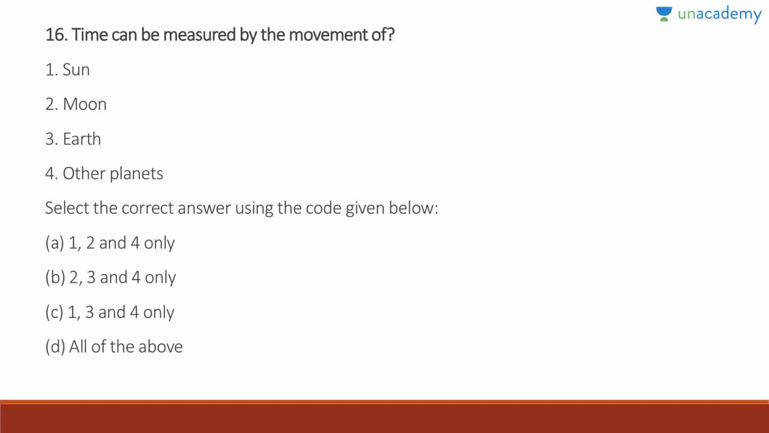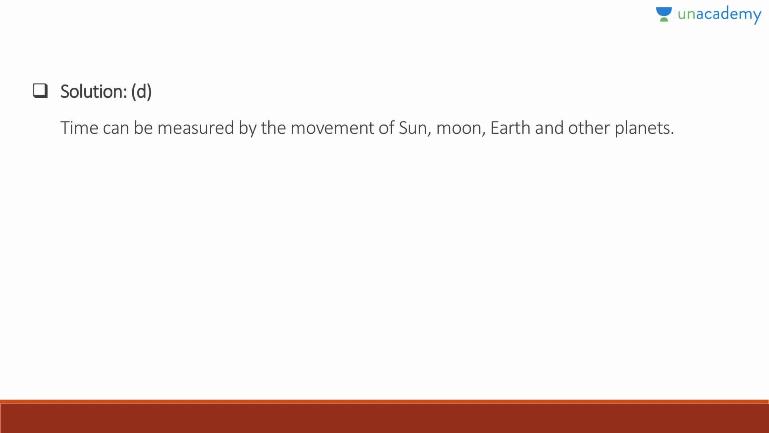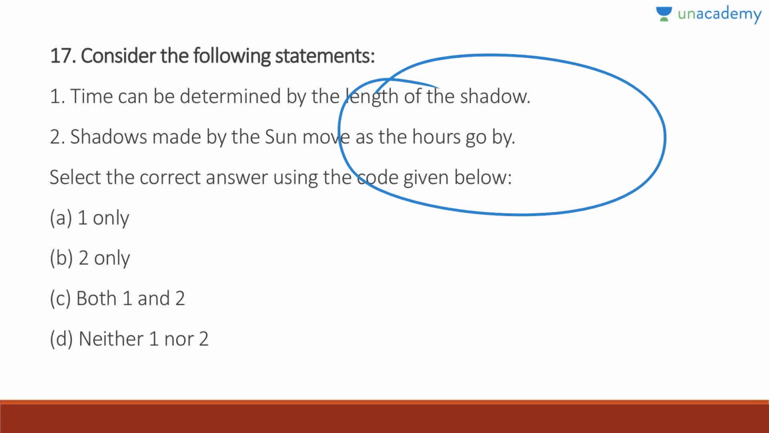Question number 16. Time can be measured by the movement of which of the following? Sun, moon, earth, other planets. Yes, you can measure time by movement of any of these celestial bodies. So answer here is D, all of the above. Time can be measured by movement of sun, moon, earth and other planets.